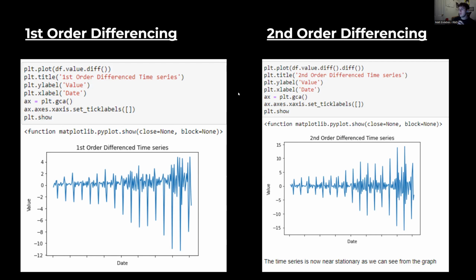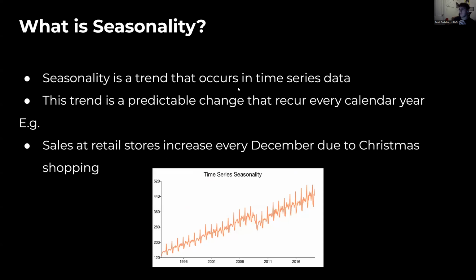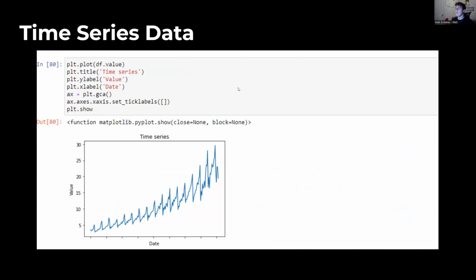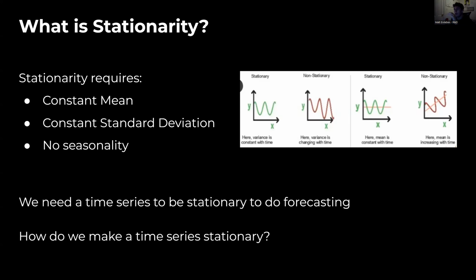So as we know, this is what the time series used to look like. It used to be this increase over time, definitely not stationary, right? As we know, there's not a constant mean. The mean's changing over time. There's not a constant variance, and there's seasonality.